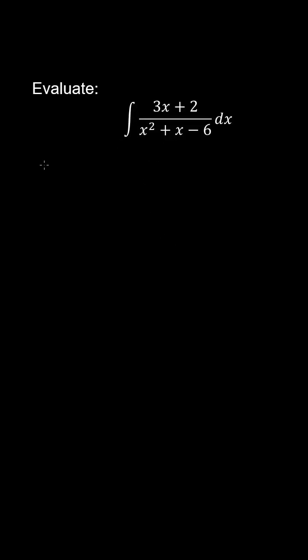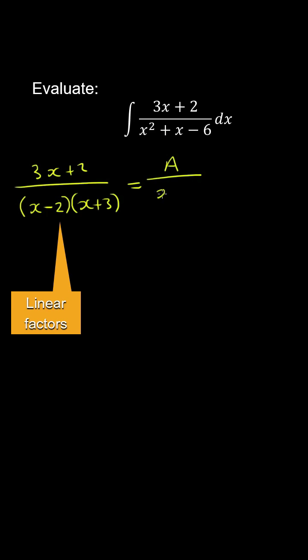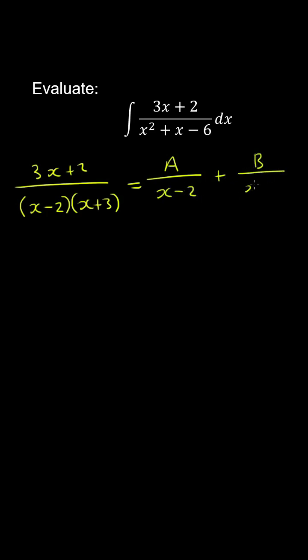In this integral, the degree of the polynomial in the numerator is lower than that in the denominator. So we can use partial fractions, and we can try to factorize the polynomial in the denominator. So what we get is x minus 2 and x plus 3. And because we have distinct real factors, we can write the partial fraction as some constant on x minus 2 plus another constant on x plus 3.